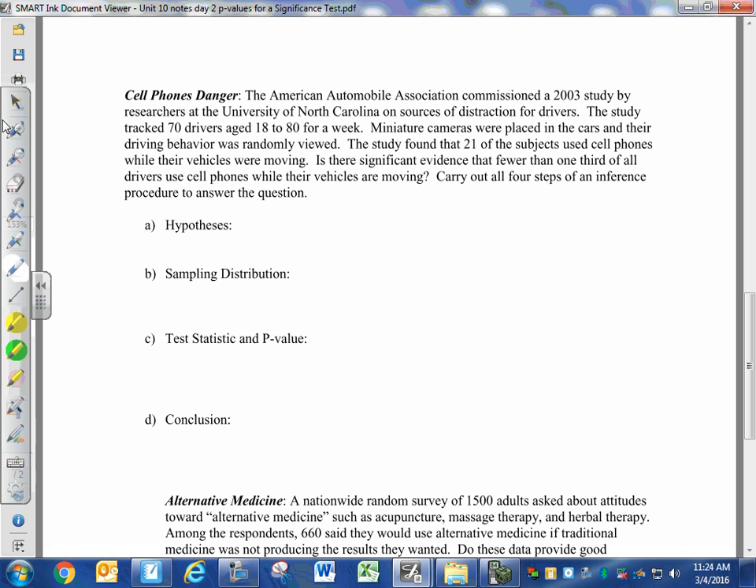Cellphone Danger. The American Automobile Association commissioned a 2003 study by researchers at the University of North Carolina on sources of distraction for drivers. Tracked 70 drivers aged 18 to 80 for a week. Many cameras were placed in the cars and their driving behavior was randomly viewed. The study found that 21 of the subjects used cell phones while their vehicles were moving. Is there significant evidence that fewer than 1/3 of all drivers use cell phones while their vehicles were moving? Carry out all 4 steps of the inference to answer the question, and what should be stated is the significance level, and it will be a random number they will select. I'm giving you the significance level is 0.1.